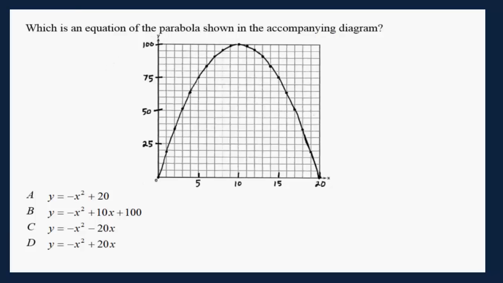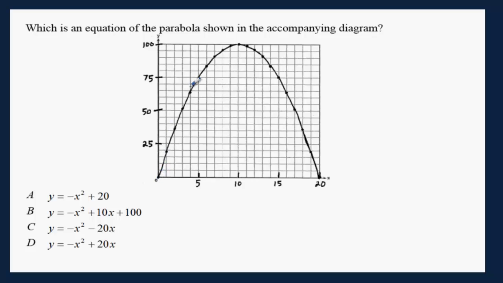Hi, I'll be helping you today in reading a parabola from a graph and finding the equation of this parabola, which is an equation of the parabola shown in the companion diagram. Y equals negative x squared plus 20, and choice B, C, D.